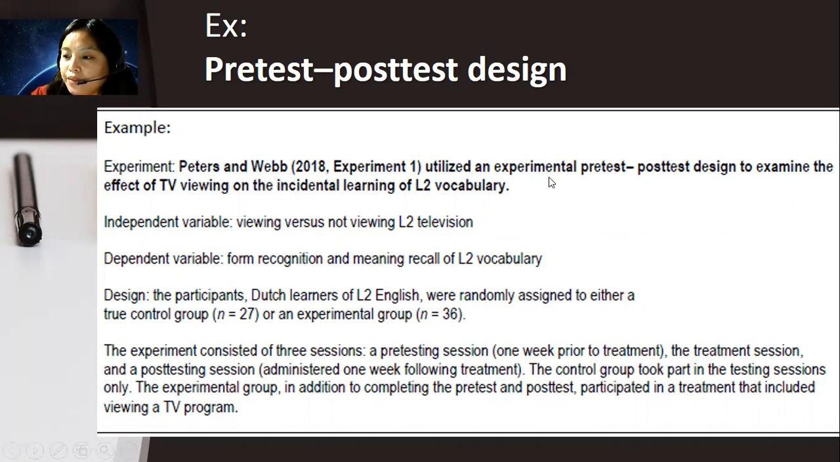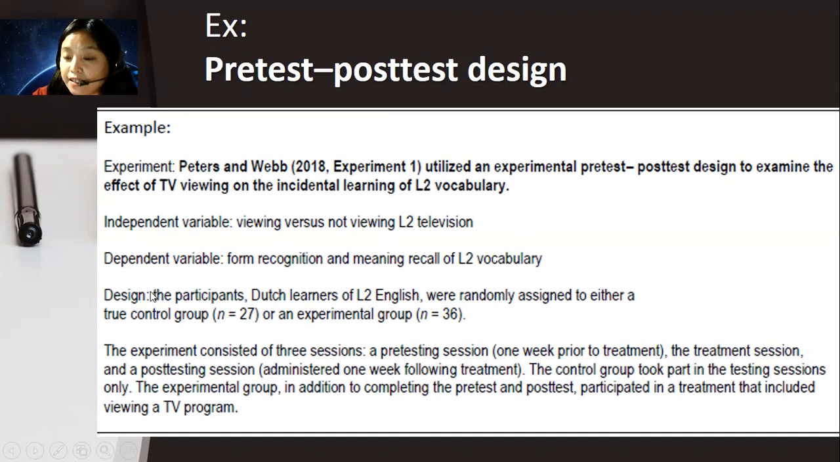For example, Peters and Webb utilized an experiment designed to examine the effect of TV viewing on the incidental learning of second language vocabulary acquisition. The independent variable is viewing versus not viewing second language television, and the dependent variable is form recognition and meaning recall of the second language vocabulary.